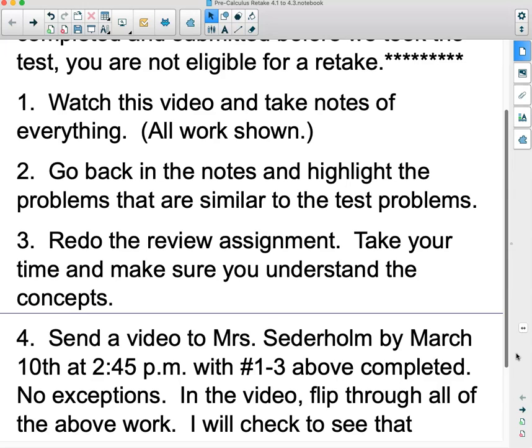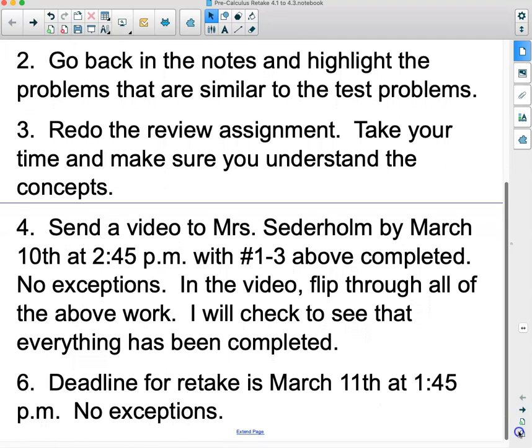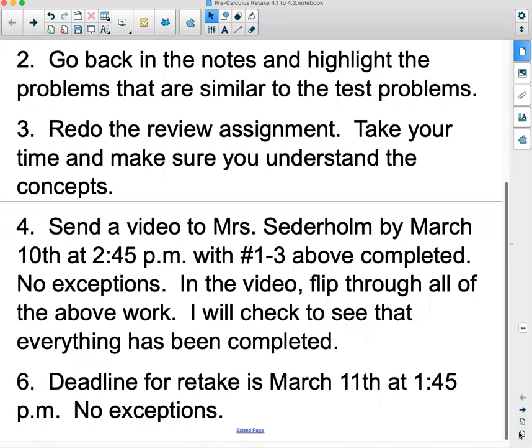Number three, redo the review assignment. Now this time, make sure that you take some extra care, take your time, make sure you understand the concepts. And when you get to a problem that you know you did wrong the first time through the test, stop and give it a little more time and think about it and study it.